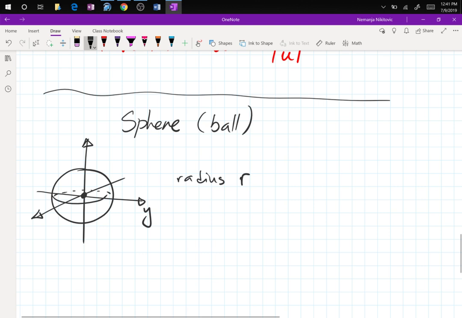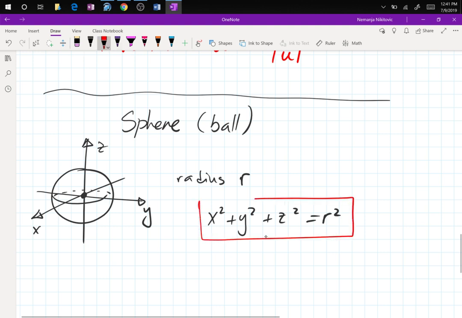So you have a radius r, and you are in the 3D XYZ system. The equation for this, centered at the origin, is x squared plus y squared plus z squared equals r squared. This is your equation for the sphere, and this is at 0, 0, 0, at the origin.